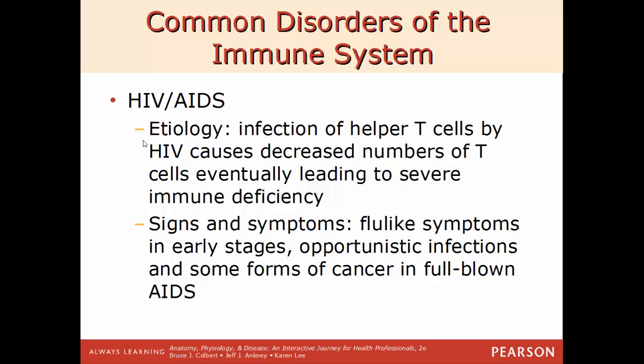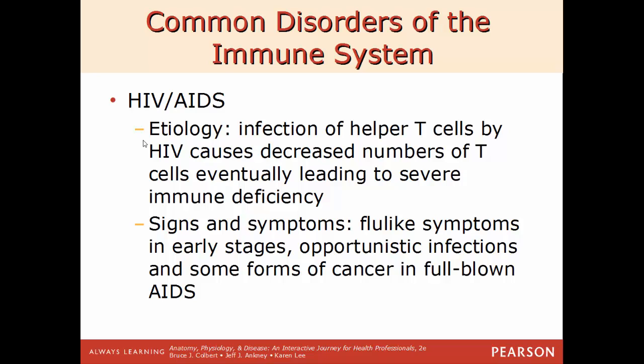HIV and AIDS. Etiology is an infection of the helper T cells by the HIV virus, which causes a decreased number of T cells, which will eventually lead to a very severely deficient immune system.